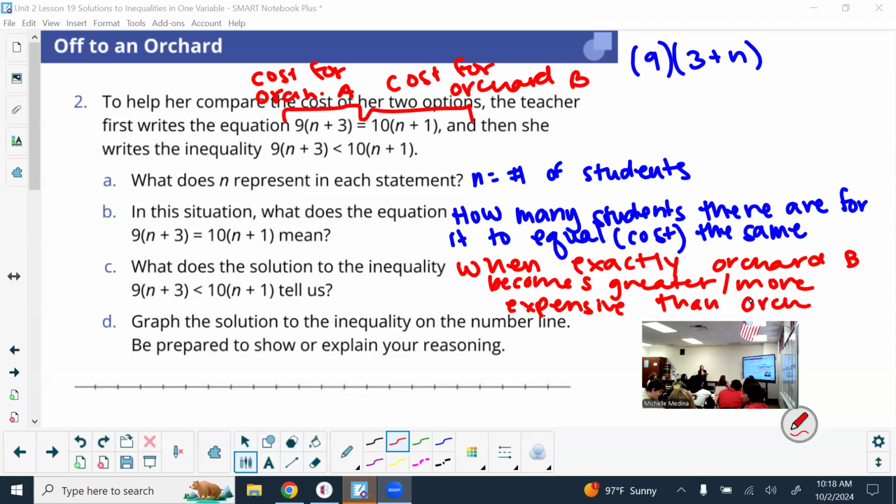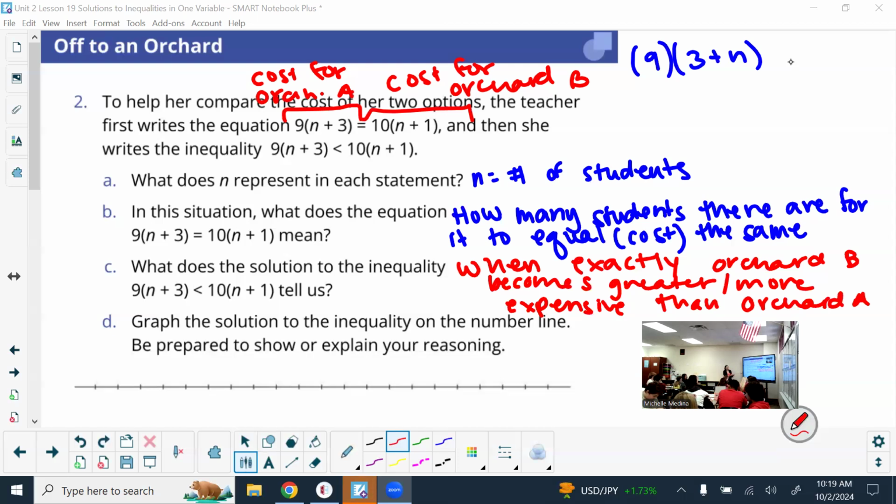And we saw that at some point, once we got to a higher amount of students, orchard A was cheaper, right? At some point, orchard A does cost less. And that's what solving the inequality tells us, and at what values it'll always cost less. Okay, so that's the difference between the equation and inequality. Now we're going to practice solving it.